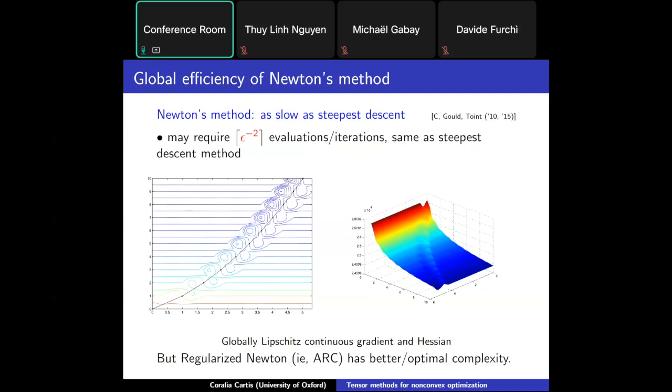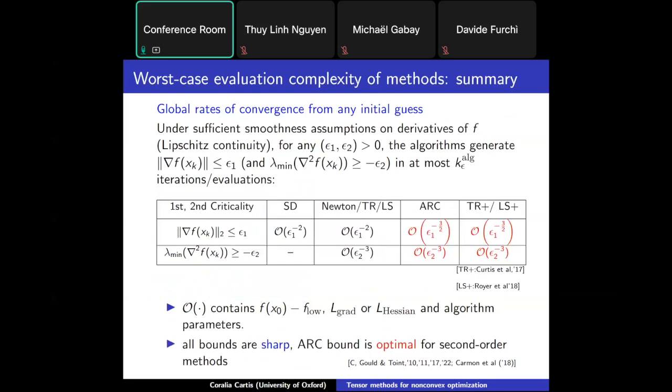So the question then is, can you do better than that? It turns out that regularized Newton, a certain type of regularization, will give better, in fact optimal, complexity. So here's a table of what kind of bounds we can have. These are all sublinear rates of convergence for non-convex landscapes.